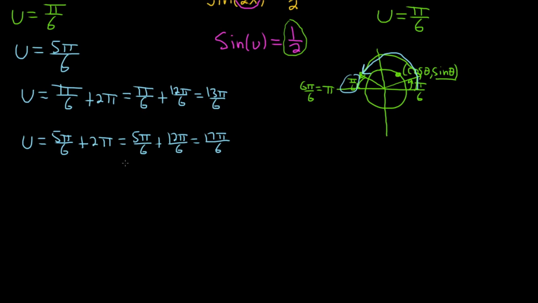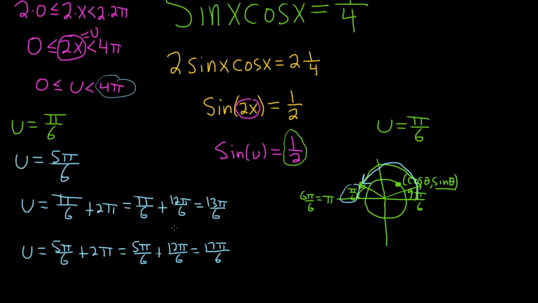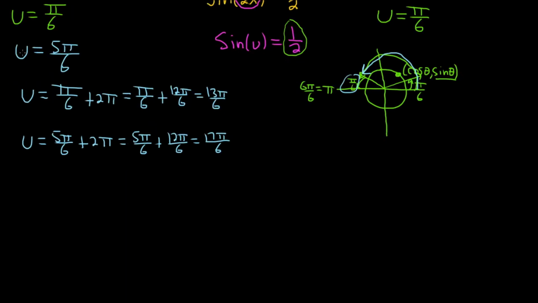So now we have to solve each one of these. So it's a little bit more work. So u, let's go back. U is 2x. So in the first case, we have 2x equals pi over 6. To solve this, you multiply by 1/2. And so we get x equals pi over 12. There is one of our answers.